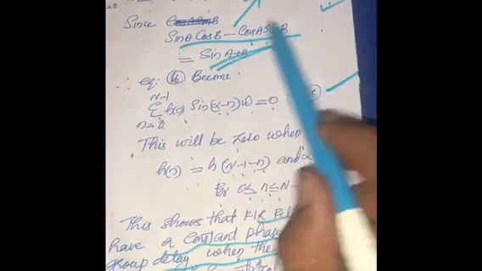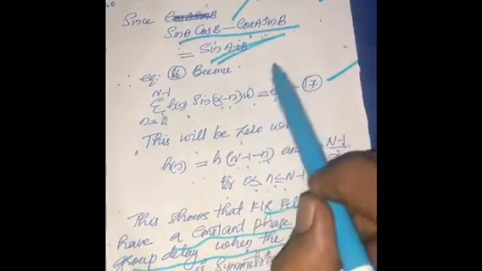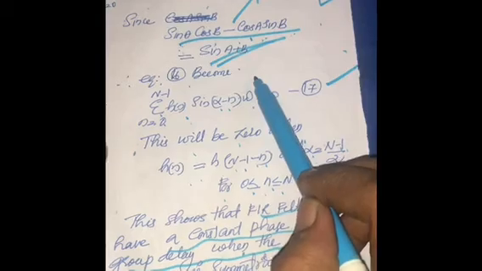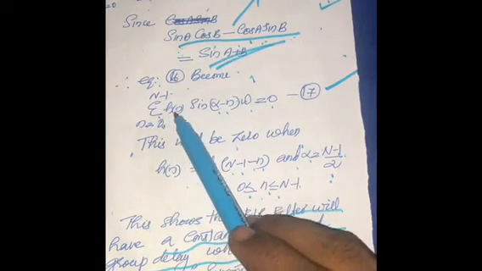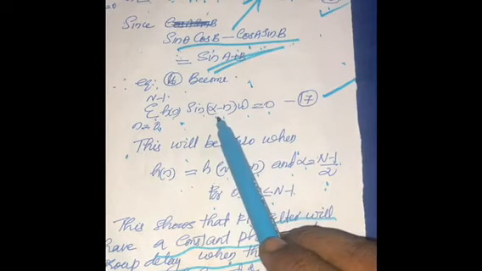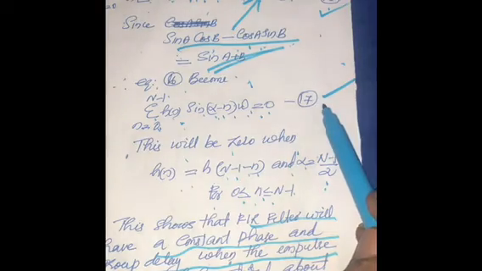This equation is in the form sin A cos B minus cos A sin B, that is sin of A minus B. Now equation 16 becomes sigma n varies from 0 to N minus 1 h of n into sin of alpha minus n of omega is equal to 0. That is equation number 17.